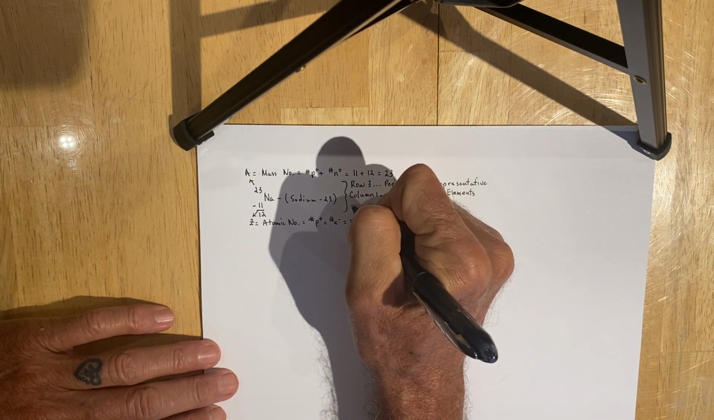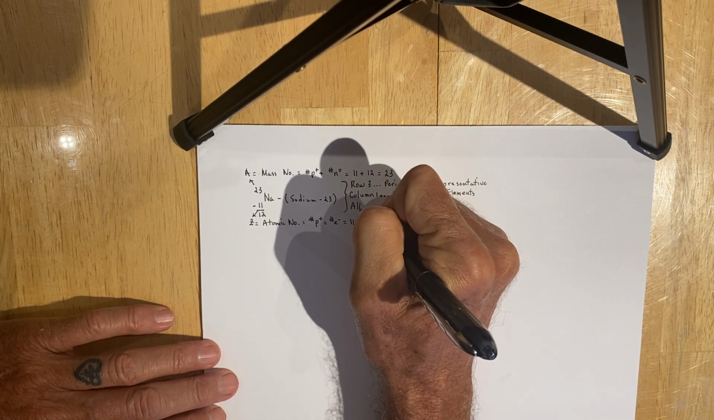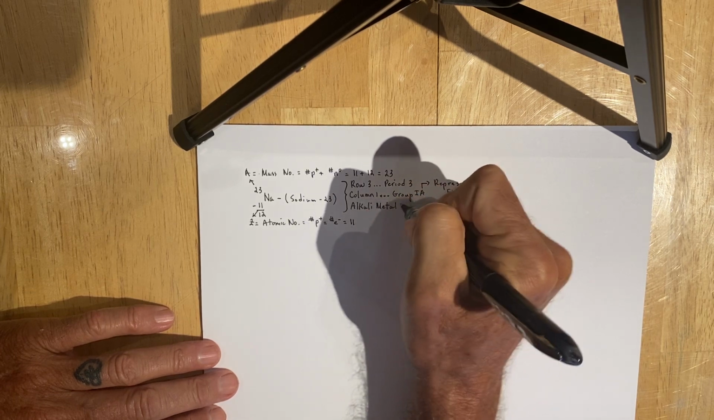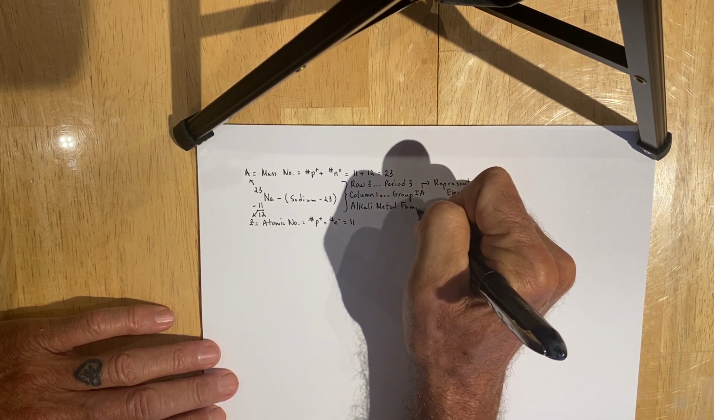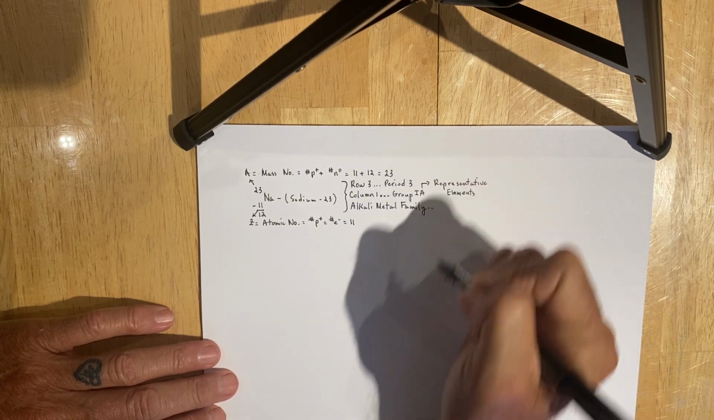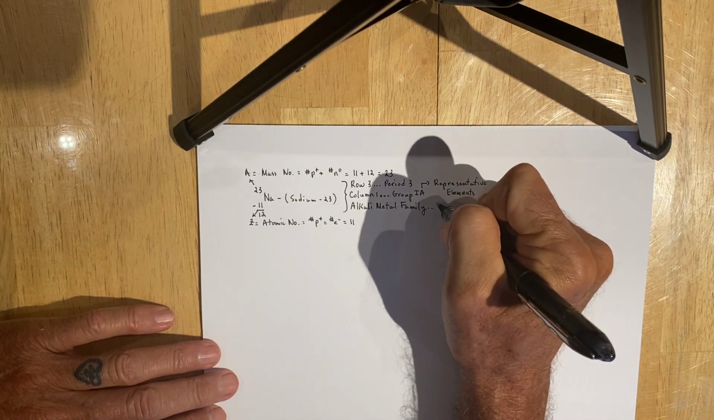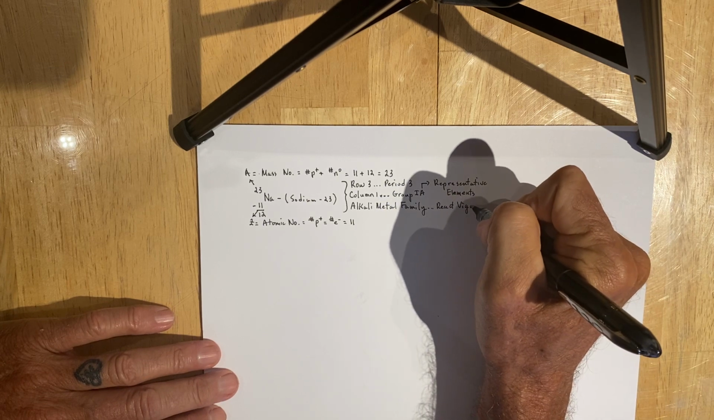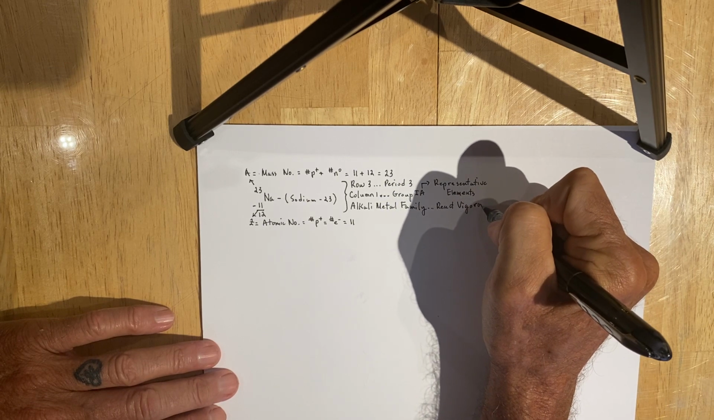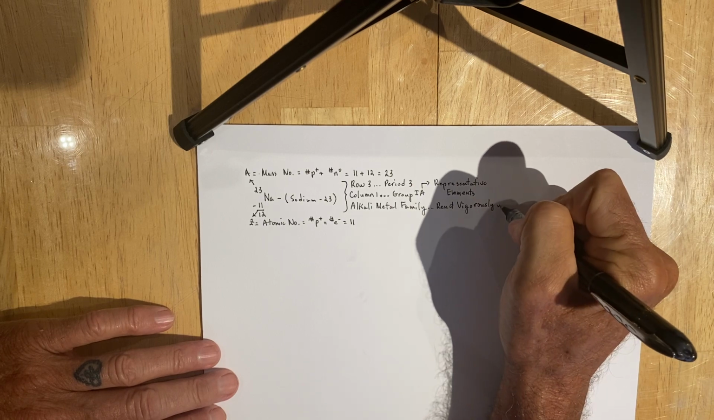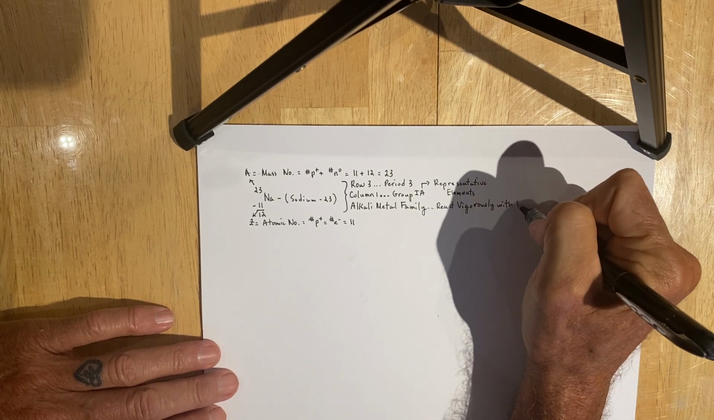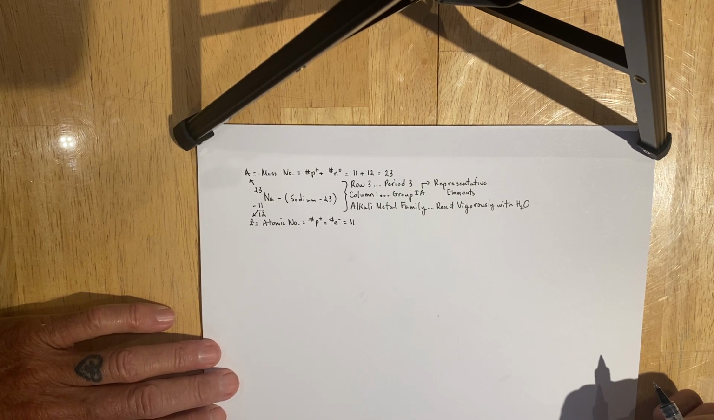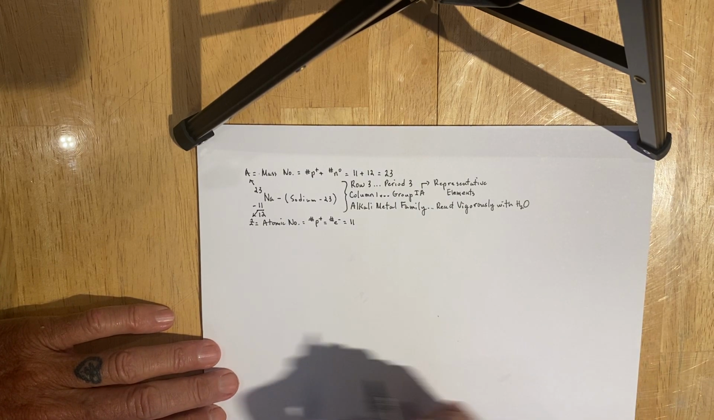We say it's a member of the alkali metal family of elements, which are all elements that react vigorously with water. And include lithium, sodium, potassium, rubidium, cesium, and francium.